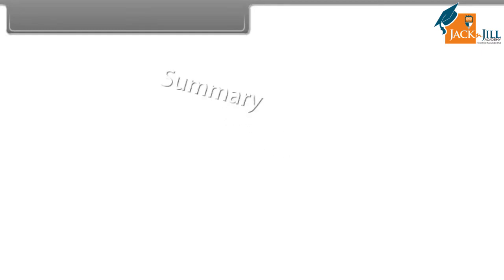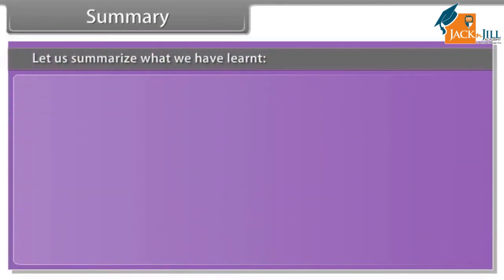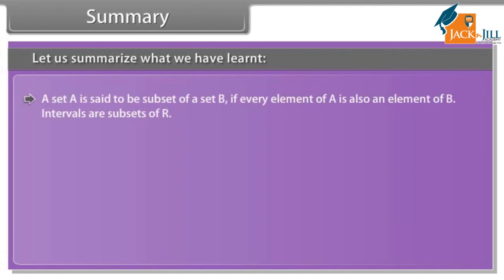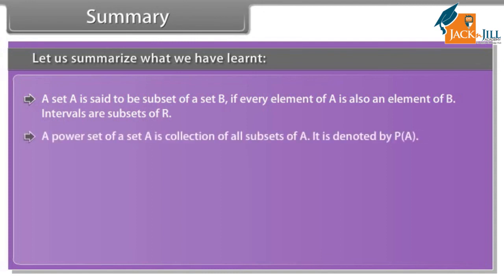Summary. Let us summarize what we have learned. A set A is said to be a subset of a set B if every element of A is also an element of B. Intervals are subsets of R. A power set of a set A is the collection of all subsets of A. It is denoted by P(A).